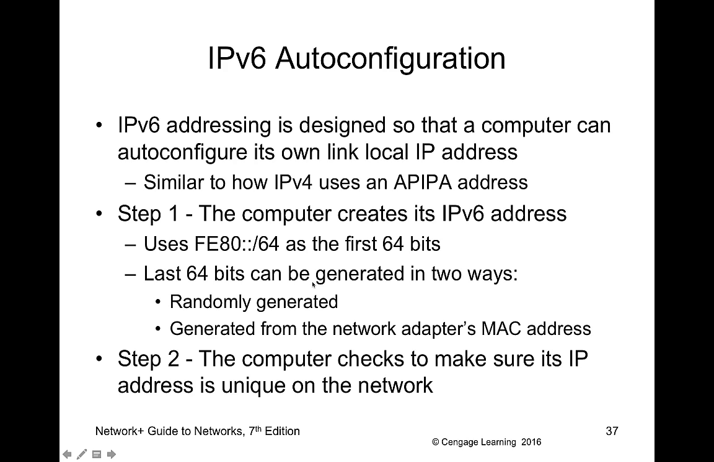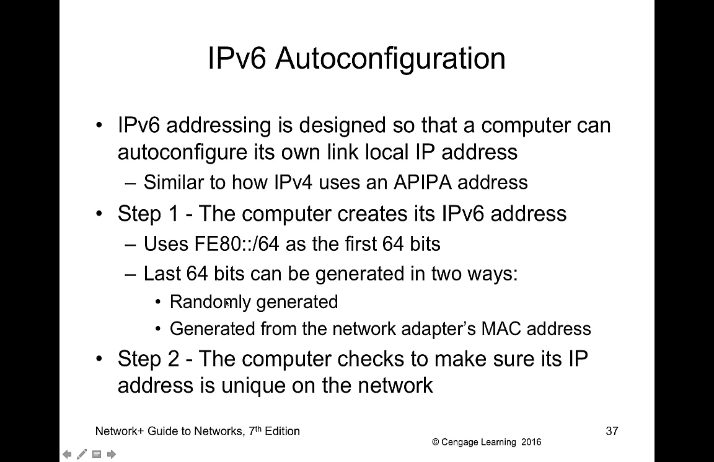All right. IPv6 autoconfiguration works kind of the same way as the APIPA. It creates two IPv6 addresses, using the first half and the second half. The last 64 bits can be generated randomly, kind of like that 169.254 that was generated randomly. The 169.254 was hard-coded, but the last two octets were generated randomly. The same way it works in IPv4.